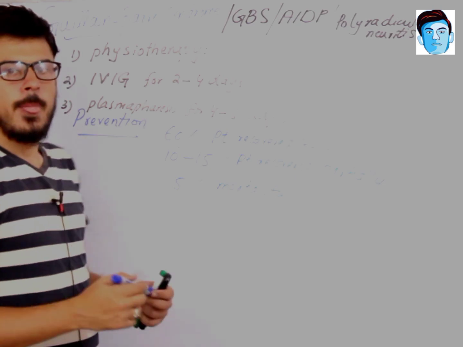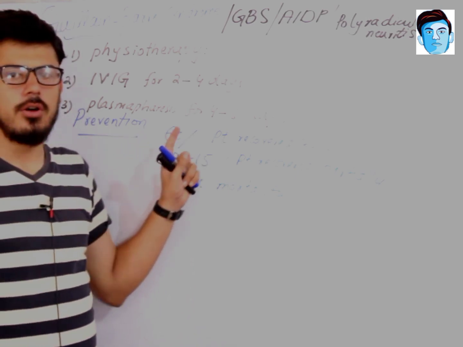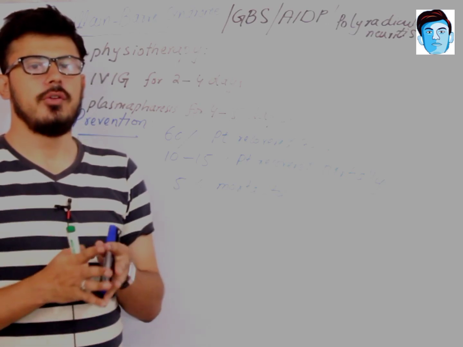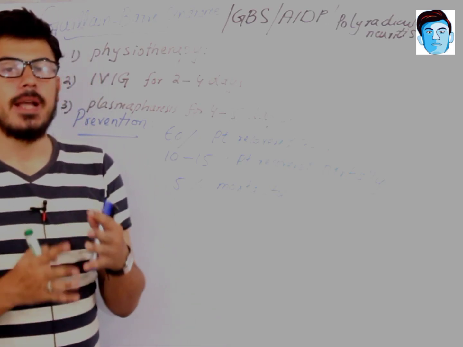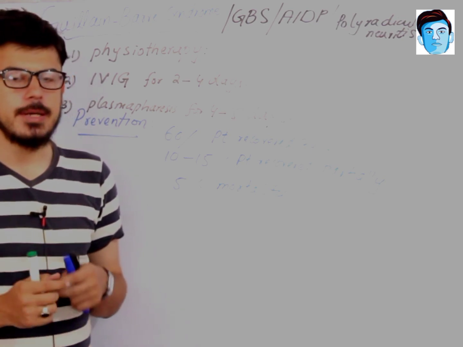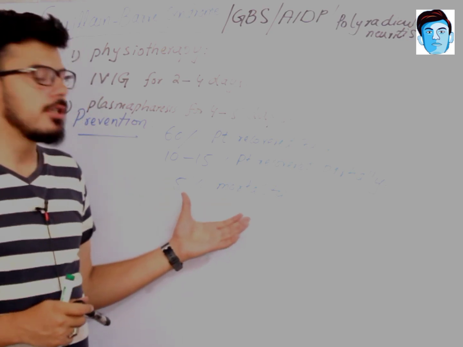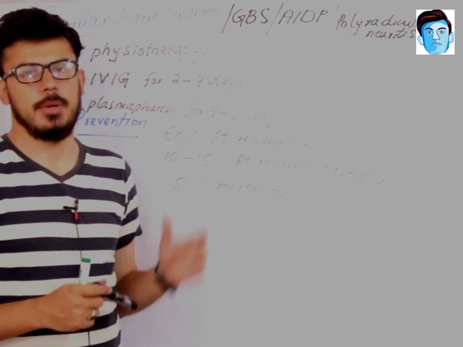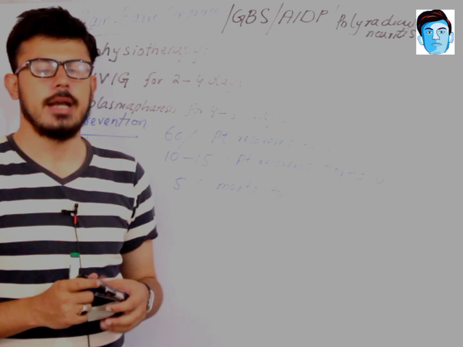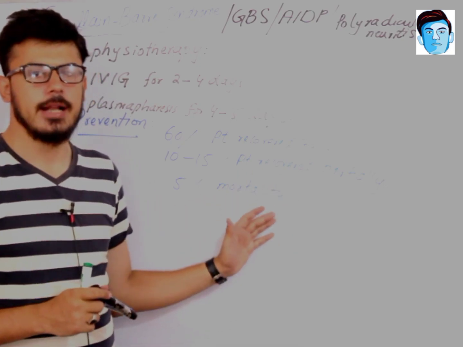So I repeat: in 60% of cases the patient recovers fully, while in 10 to 15% the patient has a partial recovery, while in 5% of cases there is a chance of mortality, and that mortality is usually because of the most dangerous complication of GBS, that is respiratory failure.